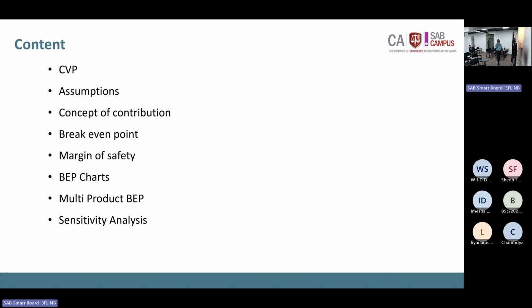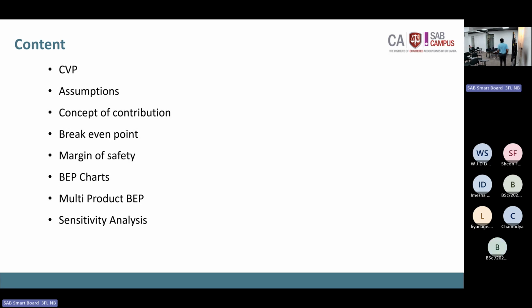CVP analysis, I think you might have done this previously as well. So here, first we'll go through what is CVP analysis, and there are different assumptions in CVP analysis, and the main concept based is the contribution in CVP analysis. Then we'll discuss a few examples as well.